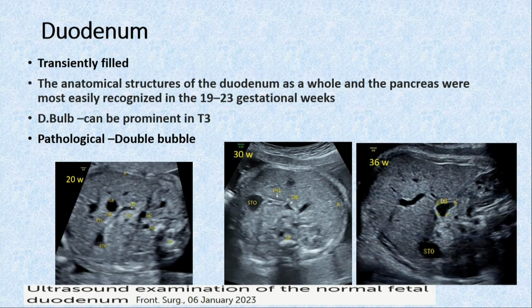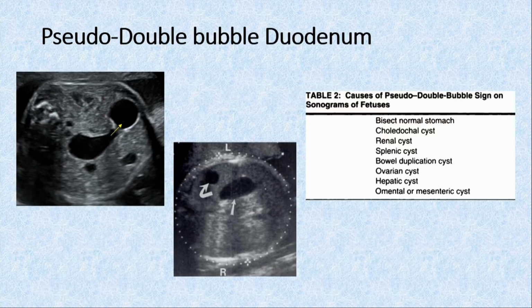amniotic fluid. Duodenum we normally don't visualize in our routine scan, but duodenum is best seen between 19 to 23 weeks of gestation. The duodenal bulb, to begin with, is a linear line, and then at 30 weeks it can be seen as a triangle, and in the third trimester it becomes very prominent. And when we say that it is a double bubble sign in the duodenum, the most important thing we have to demonstrate is the connection between these two bulbs.